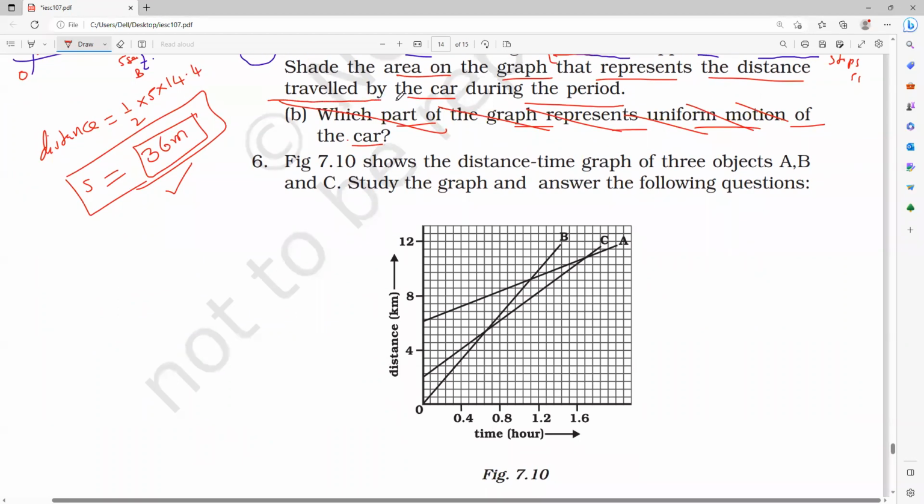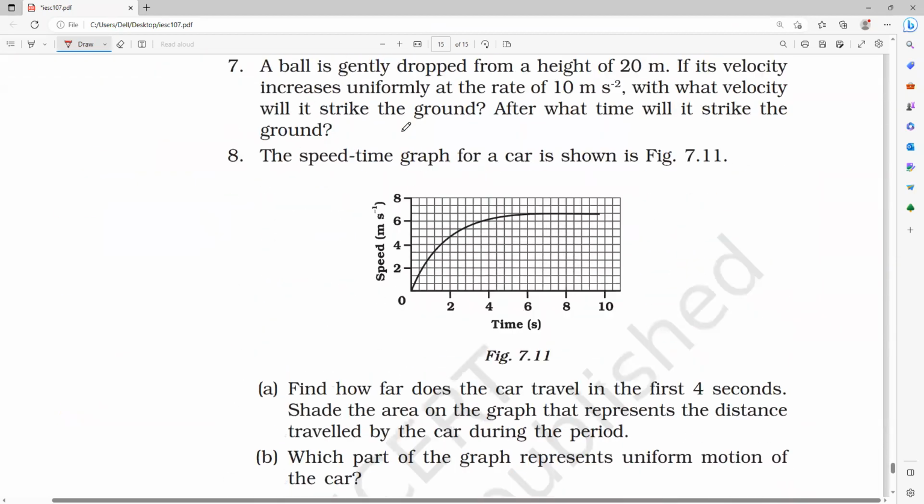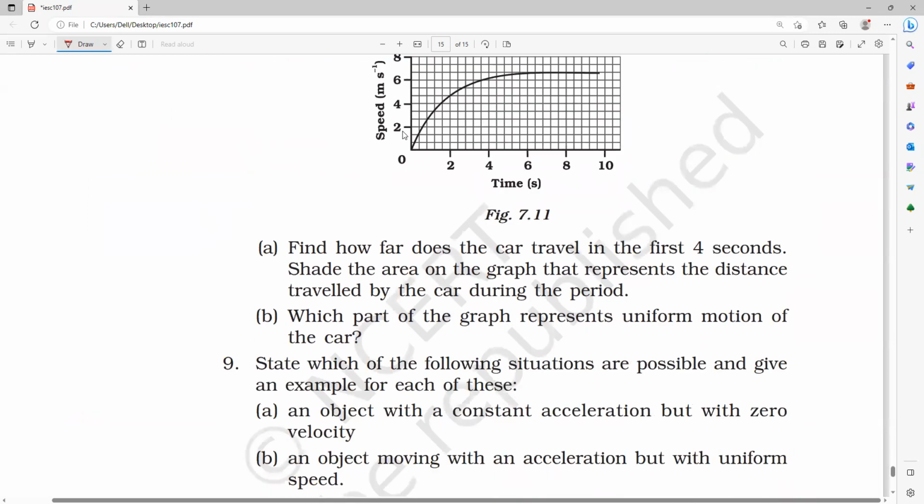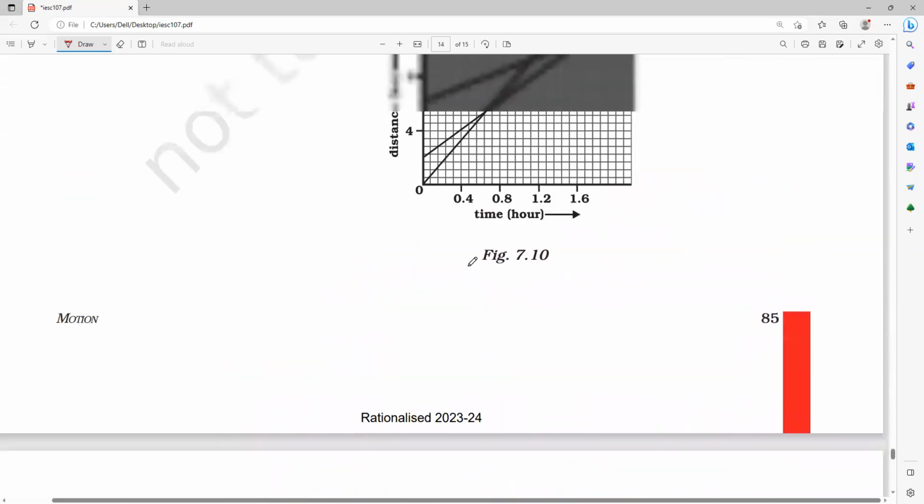And this B part, have you seen the question here? Everybody, read. Which part of the graph represents the uniform motion of the car? This question should come where? Listen, Mari. Have you noticed it? Understand, everybody? See how much of a blunder mistake it is. Actually, the same printing mistake they printed here.